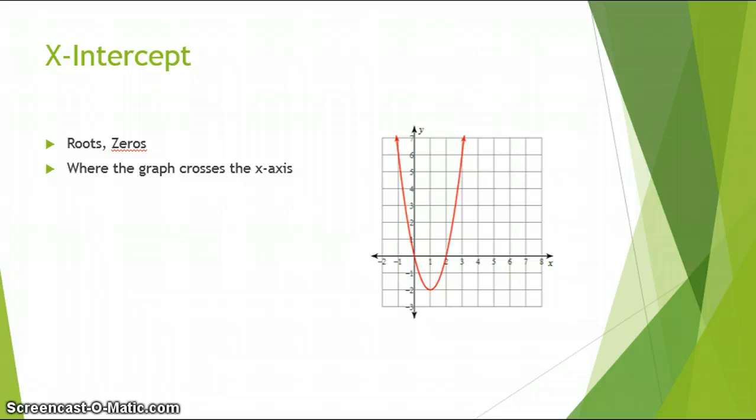The x-intercept of a graph is also called the roots or the zeros, and this is where the graph crosses the x-axis. When we look at this picture, our graph crosses the x-axis twice, at 0 and 2.